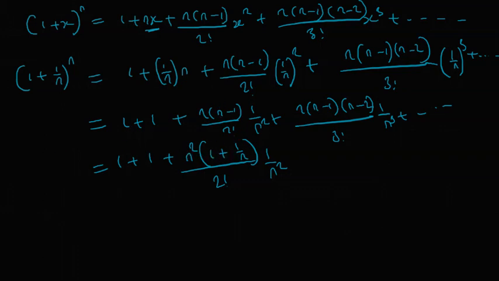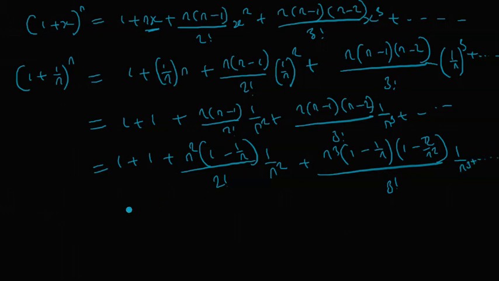Okay, this is a minus here, so we have a minus. I fixed it. So the next part we'll be having n cubed, so we have (1 minus 1 over n) and (1 minus 2 over n), all divided by 3 factorial times 1 over n cubed, and then we continue to infinity.